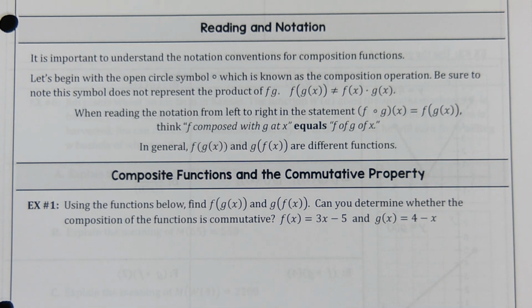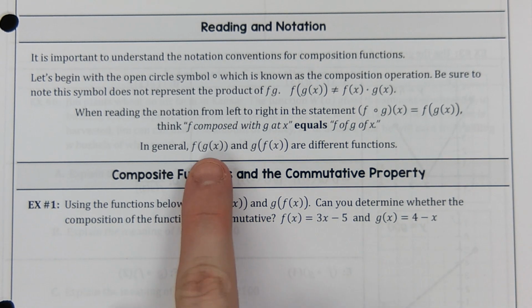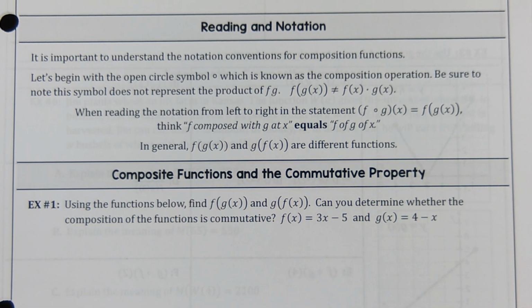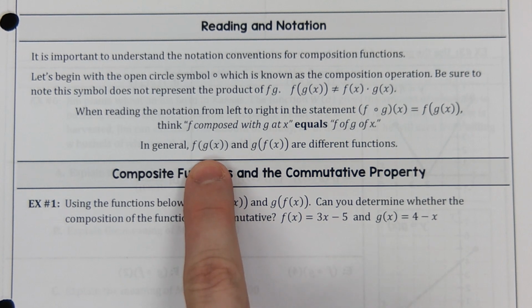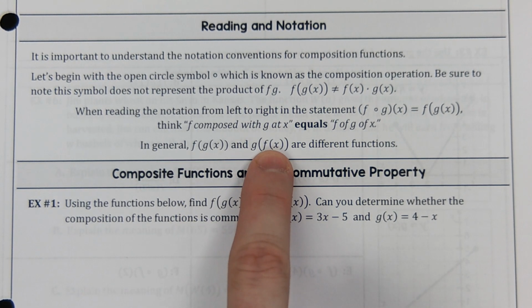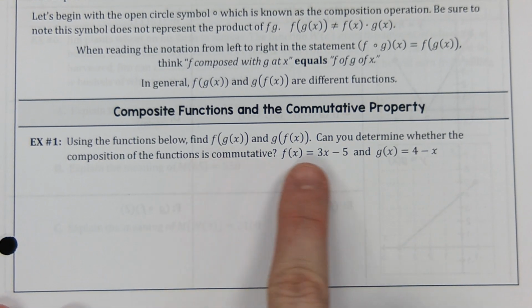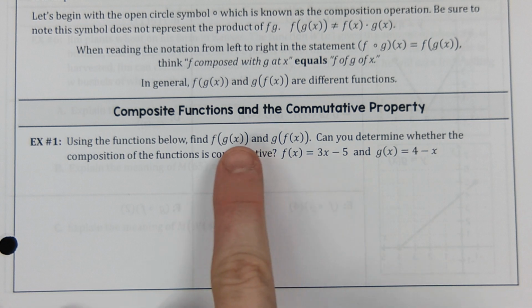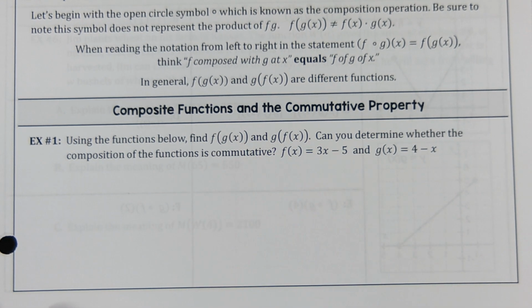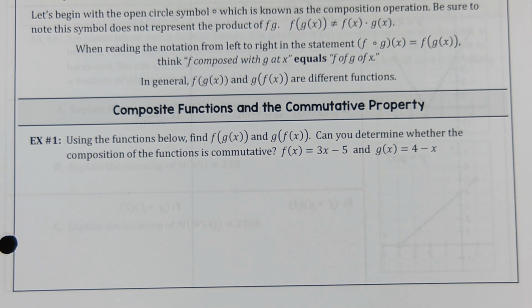And just so you know, if you were wondering, generally, order matters. Are there some exceptions where order doesn't matter? Yes, there are. But for the most part, you're going to find out that f of g of x is not the same as g of f of x. To prove that point, we have example number 1. Using these functions f and g, find f of g of x, find g of f of x, and then determine whether or not compositions of functions are commutative. Commutative means order doesn't matter.